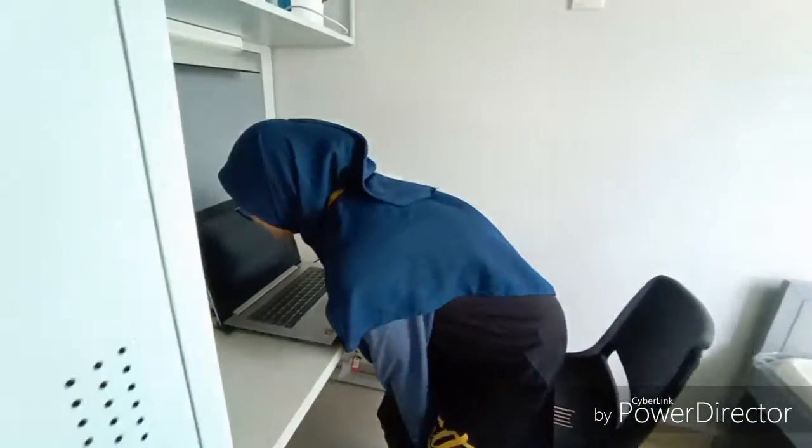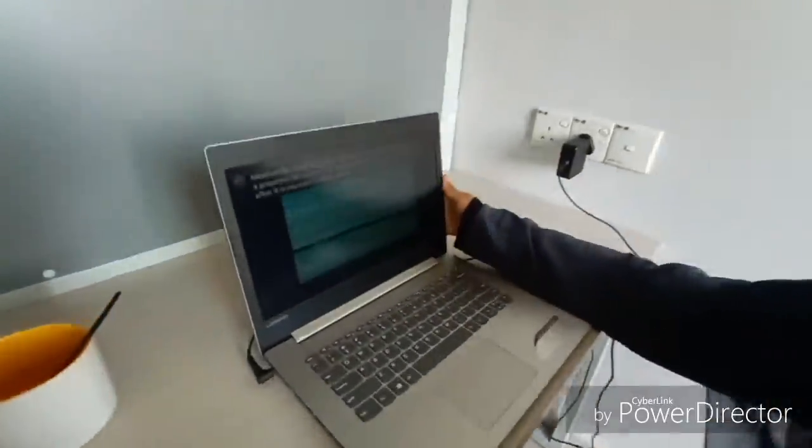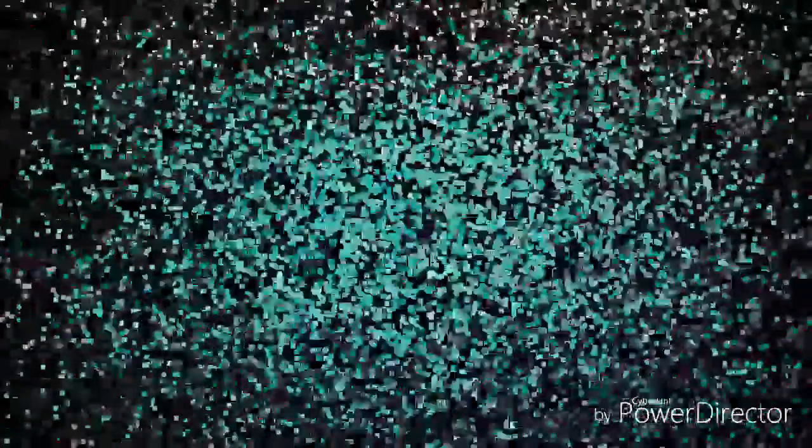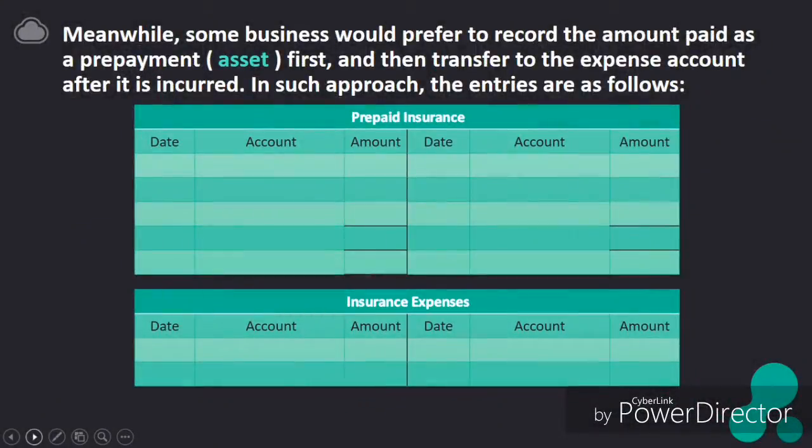So now for the second method, Yana will teach you. So now I will show you how to record using a second method. Meanwhile, some businesses would prefer to record the amount paid as a prepayment asset first and then transfer to the expense account after it is incurred. In such approach, the entries are as follows.